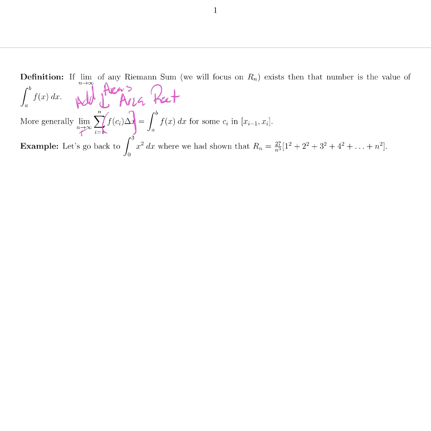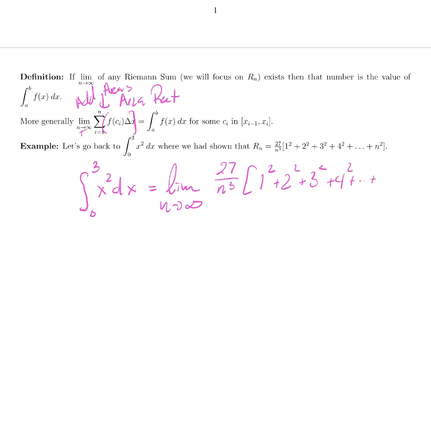Okay, so let's go back. We had looked at the area between x squared and the x-axis from 0 to 3, so we were looking at that integral. Using this definition above, this integral would equal the limit as n tends to infinity of Rn, which we decided was 27 over n cubed times 1 squared plus 2 squared plus 3 squared.